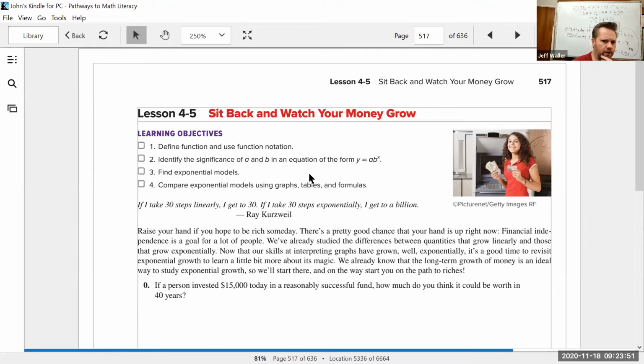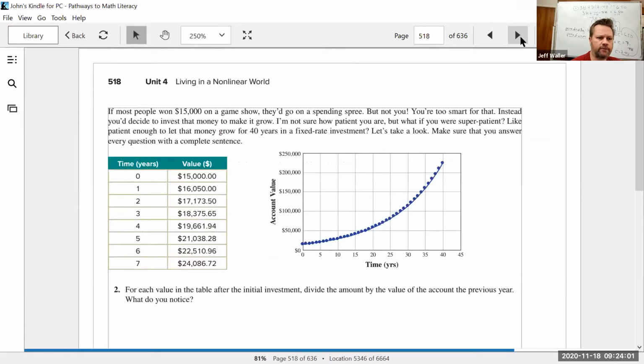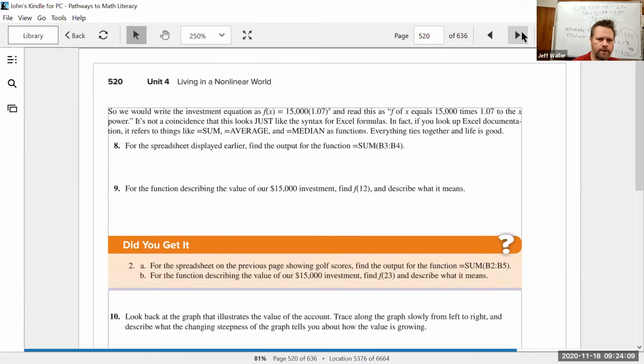Well, we've been working on the exponential stuff for a while, the exponential models. And we've talked about exponential versus linear before, so some of this is repetitive. It's the same idea. Remember dividing these to see how much it's actually growing by? We've done that before. Okay.